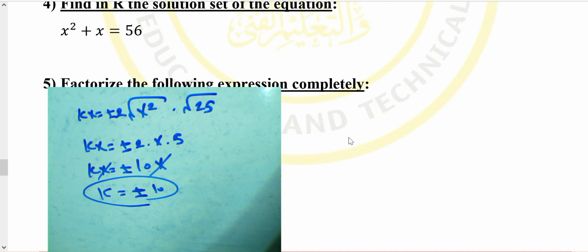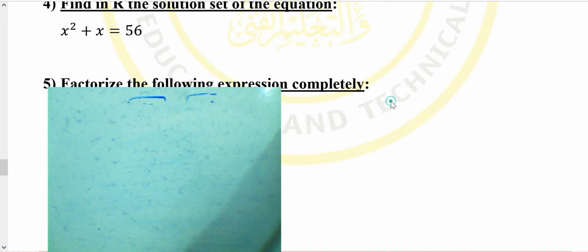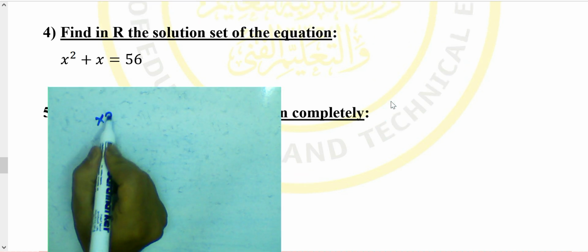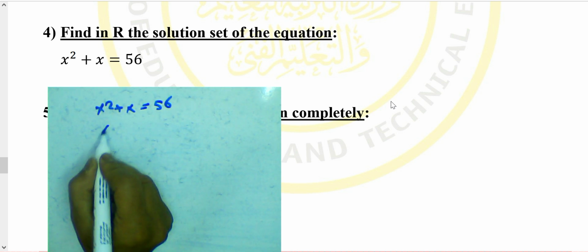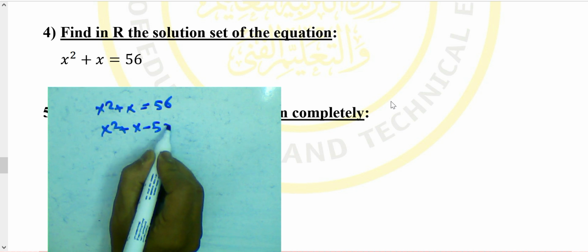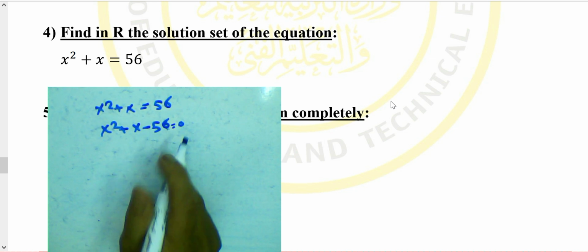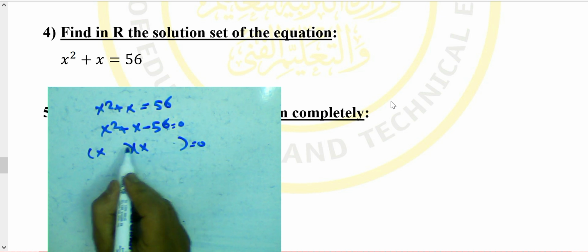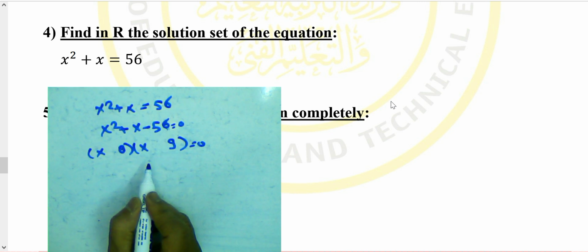Next question. Find the solution set in the equation in R, real numbers. We can use factorization. We know x power 2 plus x equals 56, then x power 2 plus x minus 56 will be equal to 0, okay? And then you can write x power 2 equals x times x, and 56 equals 8 times 9.